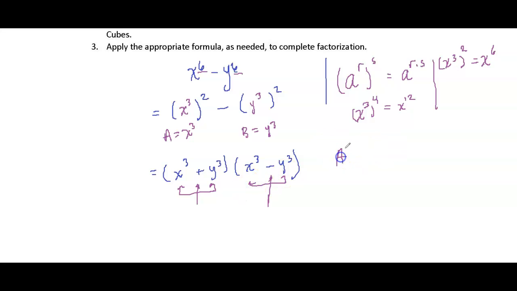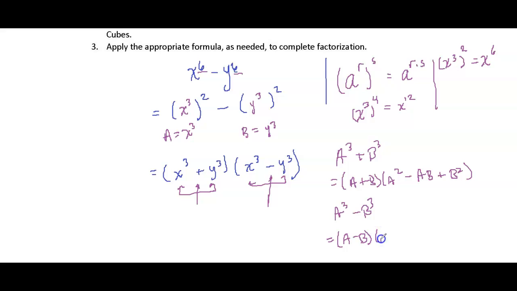Remember, the sum of cubes lets us rewrite a binomial in this way. If we have a to the third plus b to the third, this would equal a plus b times a squared minus a times b plus b squared. In the difference of cubes, a to the third minus b to the third, this will factor to a minus b times a squared plus ab plus b squared. It looks here, in both of these binomials, a is x and b is y.